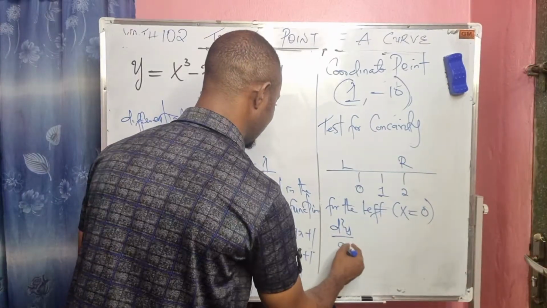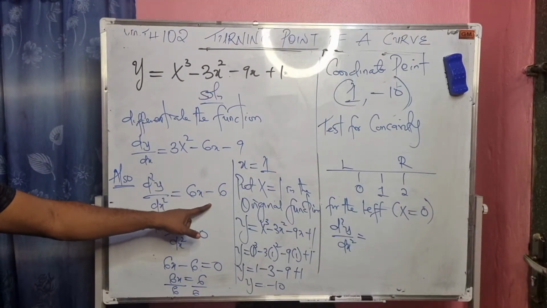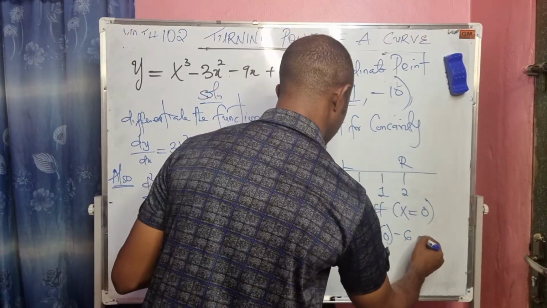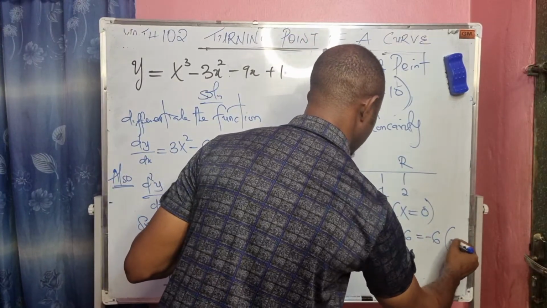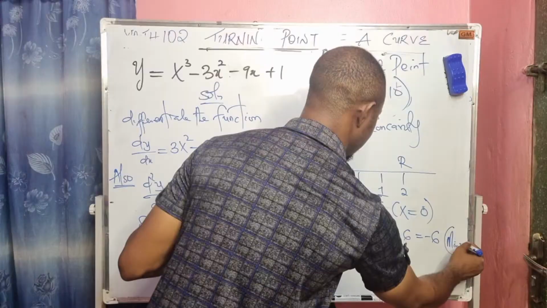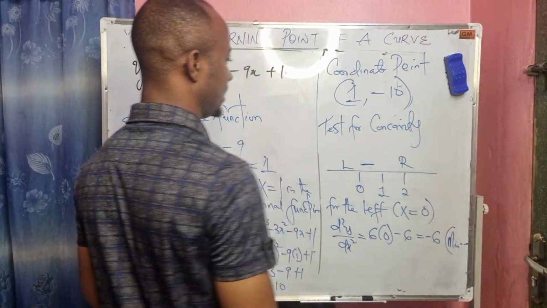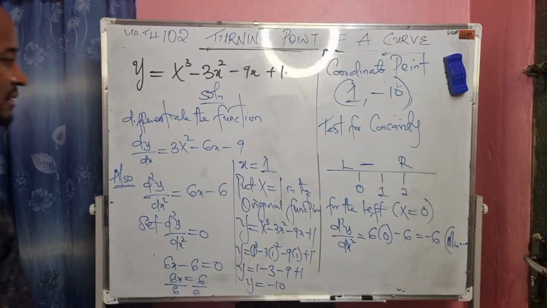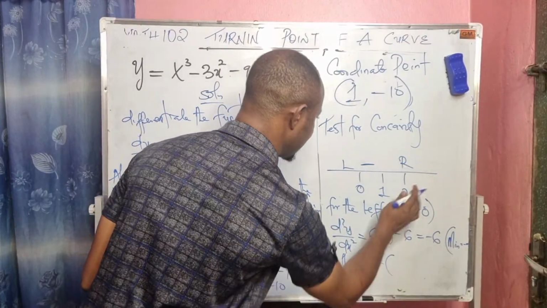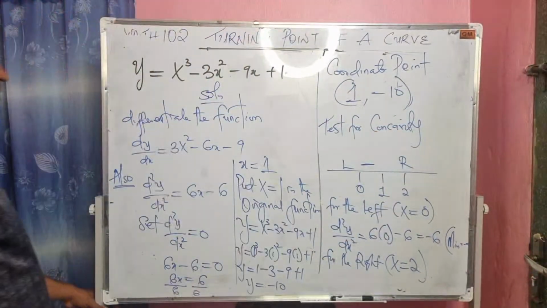Our d2y over dx squared is 6x minus 6. So that will give us 6 times 0 minus 6. The answer is minus 6. This is negative. Left is negative. Don't forget, left is negative. Let's look at the right hand side. For the right, x equals 2. Let's look at the right.